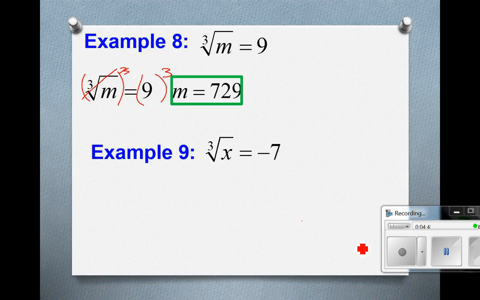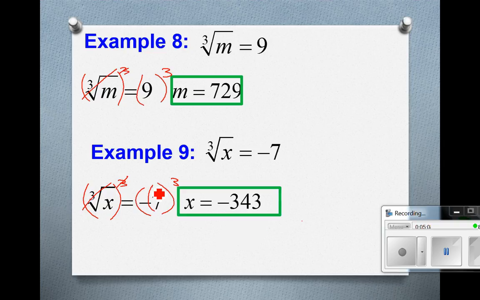Example 9, the cube root of x equals negative 7. Rewrite the problem so that you can show your work. Cube root of x, so we would cube both sides. And you would have this canceling, and you're left with x equals negative 7 cubed, which would be x equals negative 343.